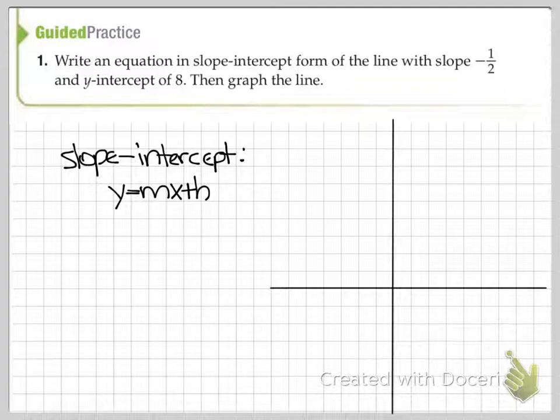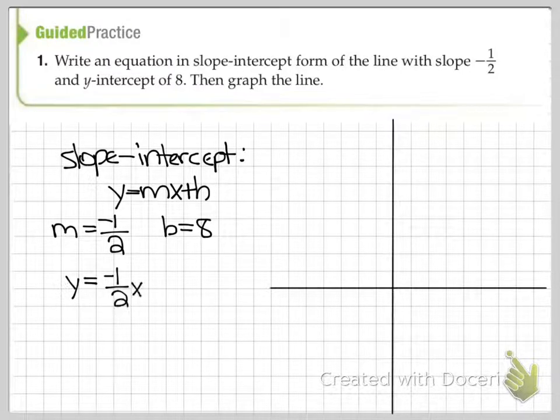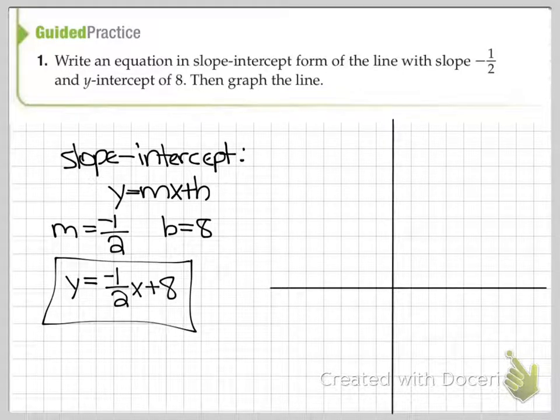So here we're told that the slope of this line is negative 1/2 and the y-intercept of this line is 8. So if I'm writing the equation of this line, all I need to do is plug in my slope and plug in my y-intercept. So this equation would be y equals my slope, which is negative 1/2 x, plus the y-intercept, which is 8. So this would be the equation of that line.